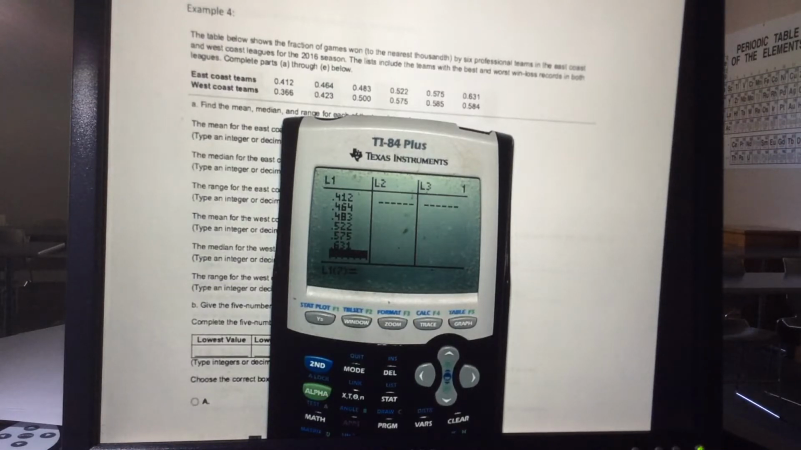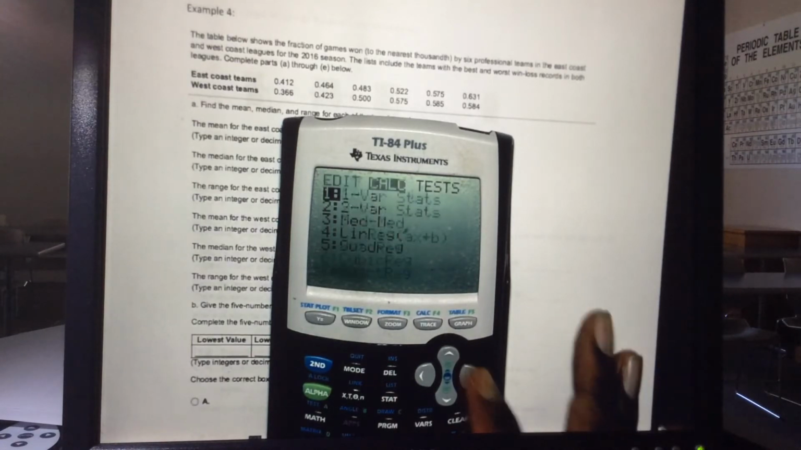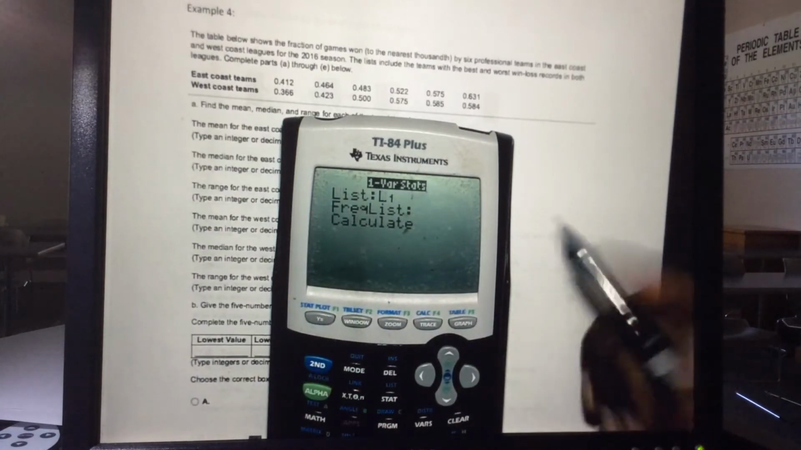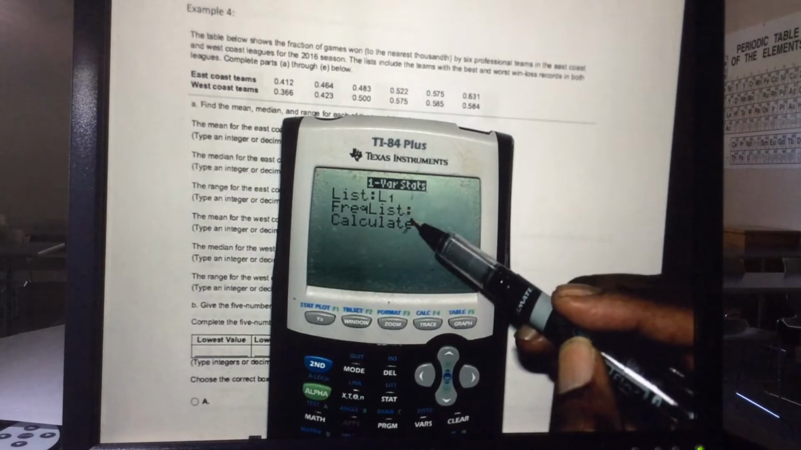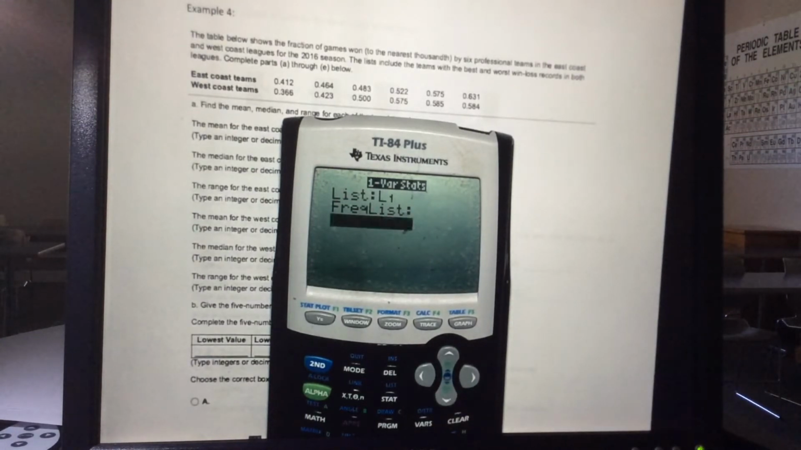Okay. And now, here's what we're going to do. Press the Stat key. And then I'm going to go to the Calculate menu, or the Calc. I'm going to select number 1 for one variable statistics. Your list is going to be L1. Don't worry about the frequency list. Highlight Calculate using your down arrow key, then press enter.